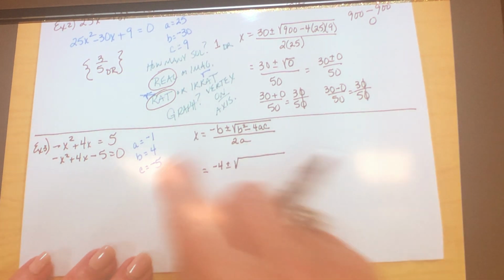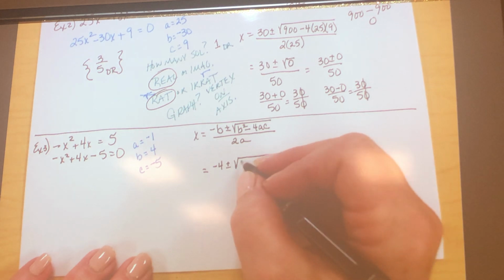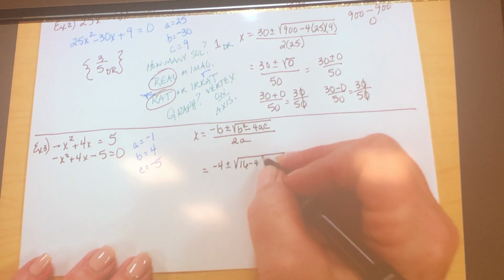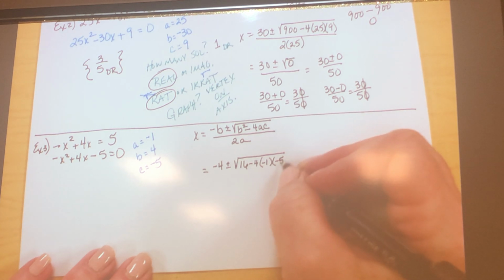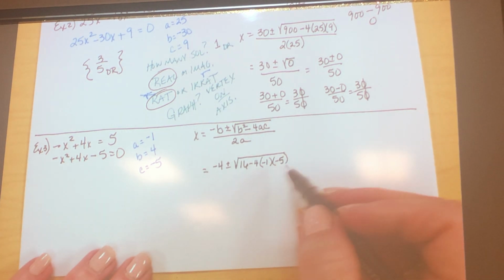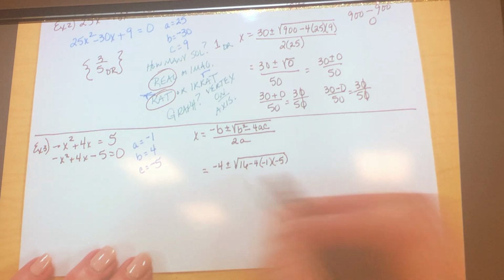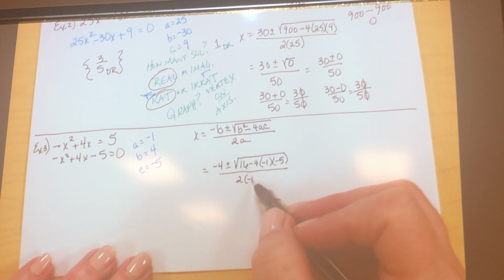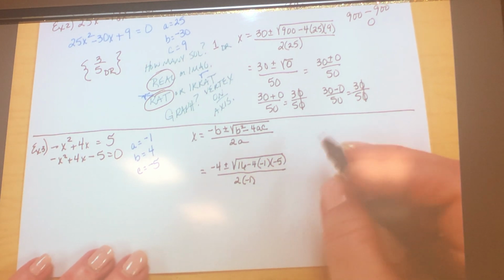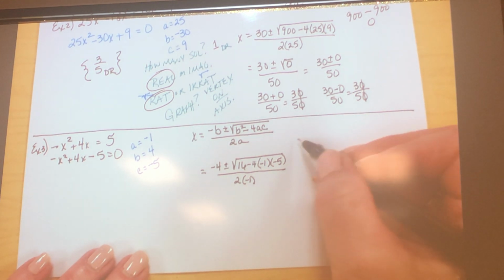Plus or minus the square root. What's 4 squared? 16. Minus 4 times A, which is negative 1, times C, which is negative 5. Boy, as soon as I start slapping those negatives in there, I have to say to myself, you better be careful, girl. So 2 times negative 1.